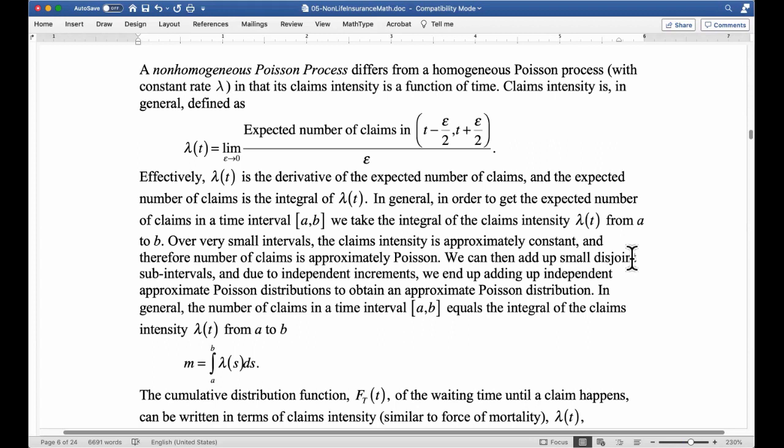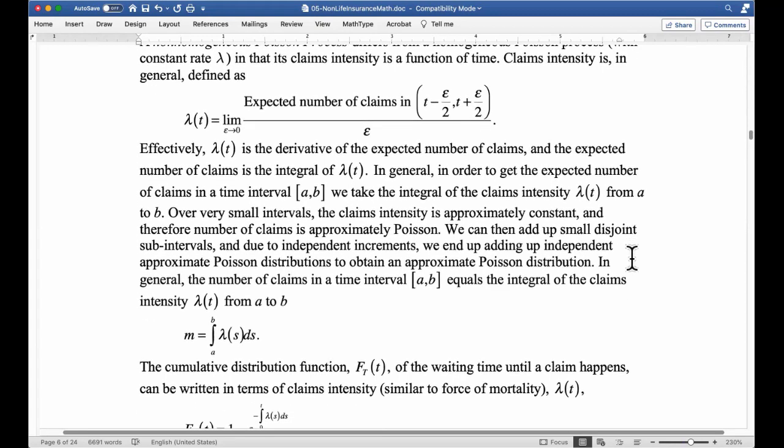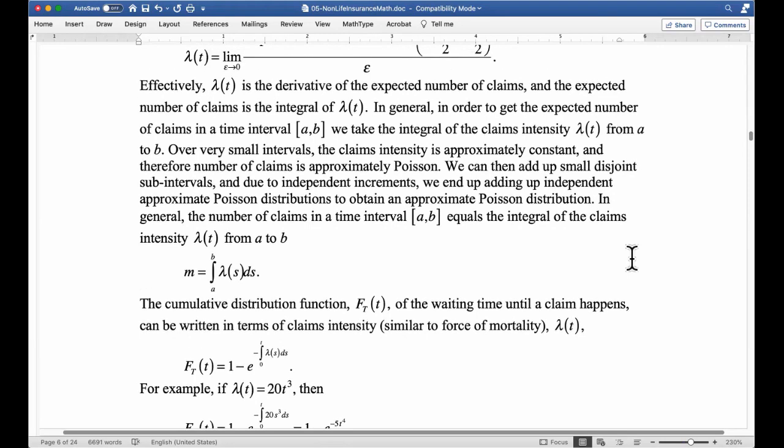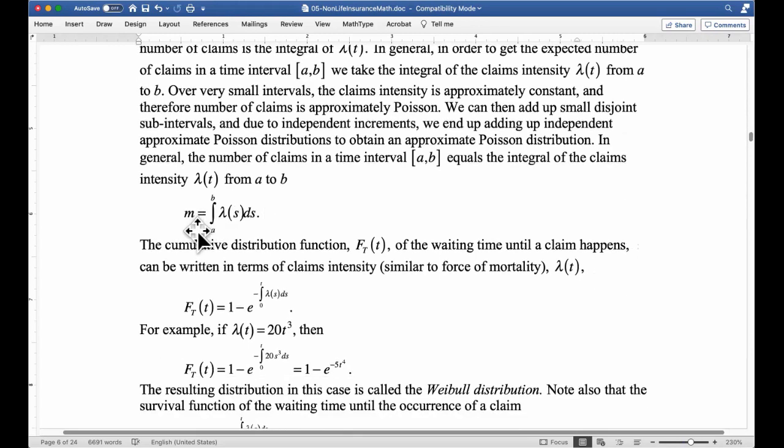In general, in order to get the expected number of claims in a time interval (a, b), we take the integral of the claims intensity lambda of t from a to b. Over very small intervals, the claims intensity is approximately constant, and therefore the number of claims is approximately Poisson. We can add up small disjoint subintervals, and due to independent increments, we end up adding up independent approximate Poisson distributions to obtain an approximate Poisson distribution. In general, the number of claims in a time interval (a, b) is Poisson with mean equal to the integral of the claims intensity from a to b, and that's written as m.